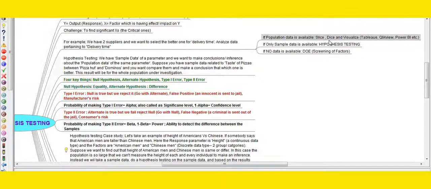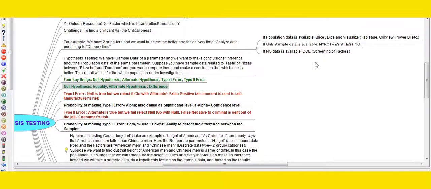then we may slice, dice and visualize the data, and we may understand about the critical factors, which are the critical things impacting my response. So there is a simple slice, dice and visualize type of tool we can use. There are readily available tools in the market like Tableau, QlikView, Power BI, etc., which may be utilized for doing this activity on population data.